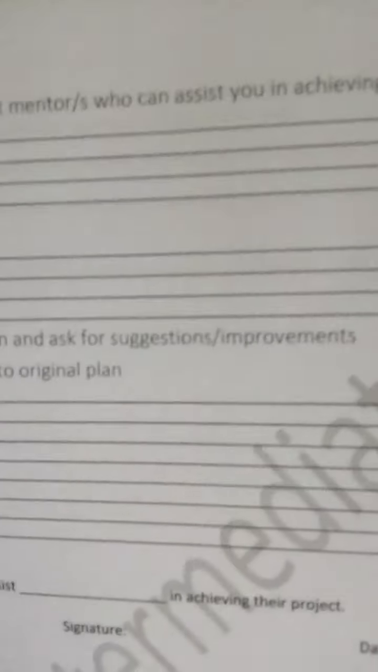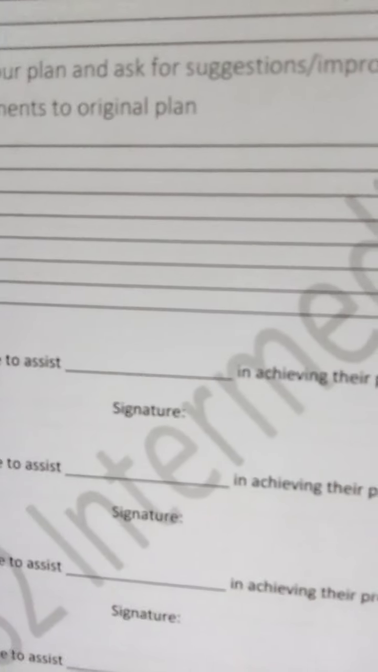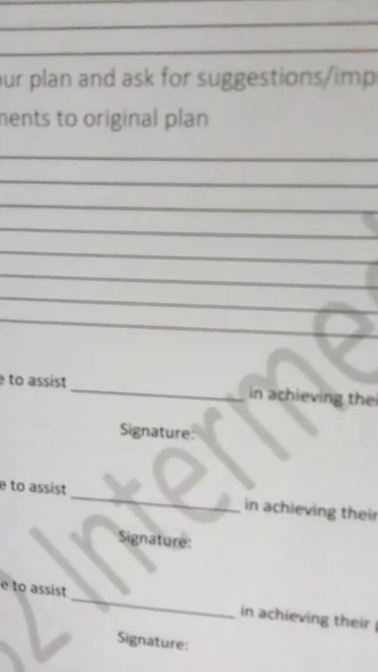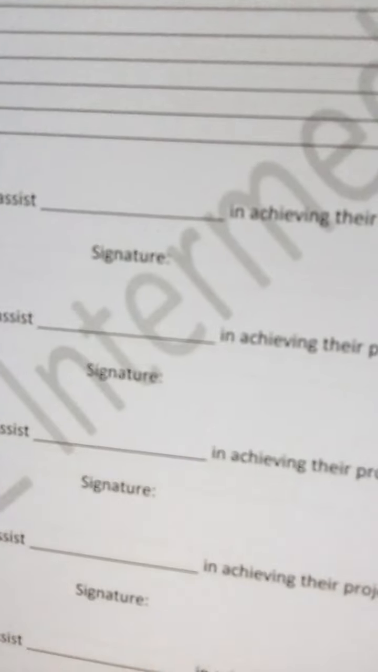Once you've done that, think about a peer, adult, or mentor who can help you in achieving this project. Tell us how they can help and get them to look at this plan and see whether they have any suggestions. If they do, alter your plan to reflect that. You then need people to agree to help you. You can do this either online with your friends or you can get your family or people at home to help you.